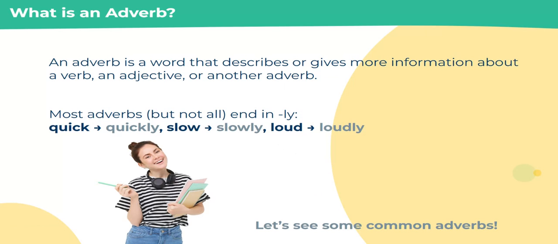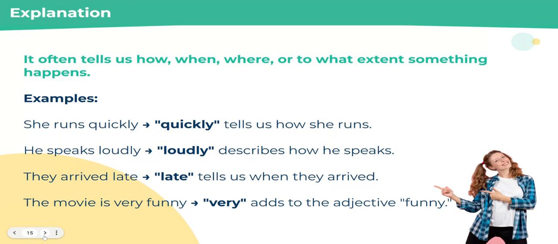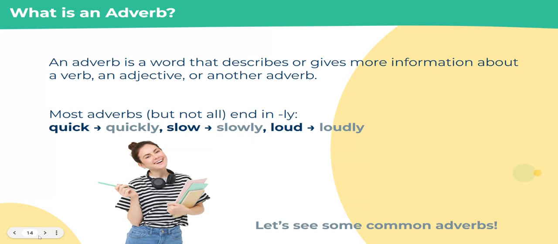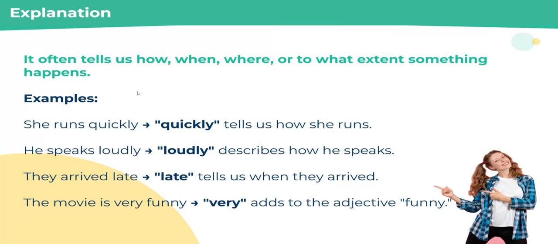Okay, well, let's have a look at some common adverbs. Sorry, before that, we have an explanation. It often tells us how, when, where, or to what extent something happens. Examples. She runs quickly. Quickly tells us how she runs. He speaks loudly. Loudly describes how he speaks. They arrived late. Late tells us when they arrived.